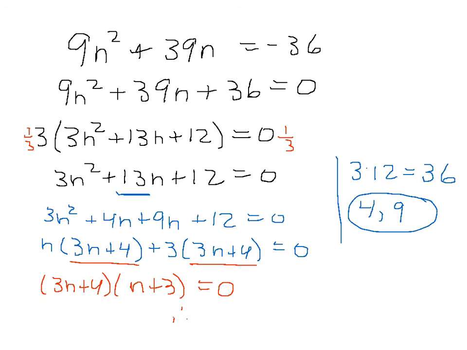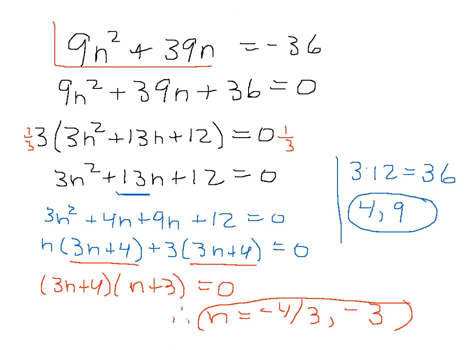So therefore, either this term is 0, which means n is equal to minus 4 over 3, or this term is 0, which means n is minus 3. So those are my two solutions. And that's the solution to this original problem way up here at the top. So did a bunch of things there, and each step you should be able to follow and reproduce.